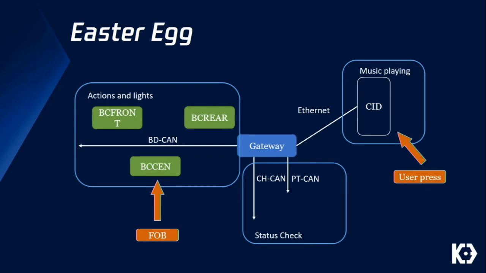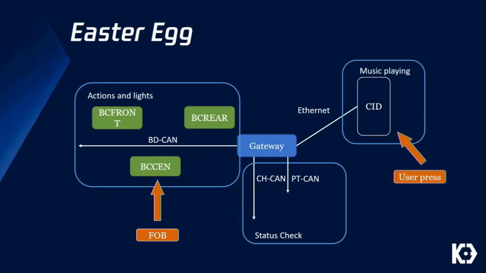And another important part is the action and lights part, because in this part, all the ECUs related to body control will be involved in the Easter egg. One of the most important ECUs is the BCM, the body control module. It can process some signals from the fob, and it will also trigger the final Easter egg.